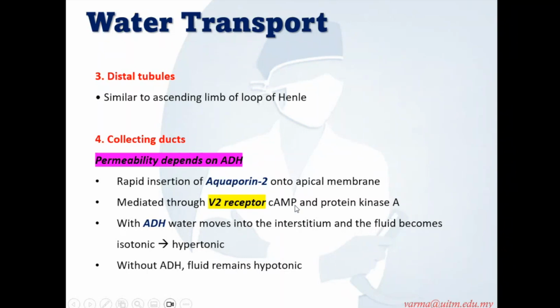Okay, the cyclic AMP and protein kinase A. It's all G protein coupled receptors. With ADH, water moves into the interstitium, and the fluid becomes hypertonic. This is how your urine gets concentrated.